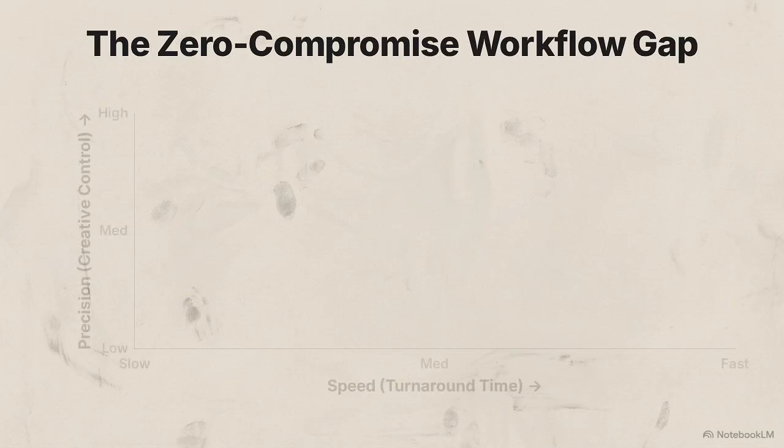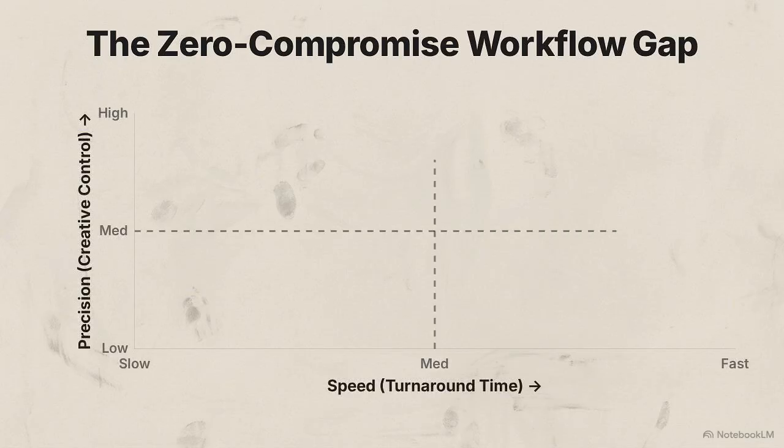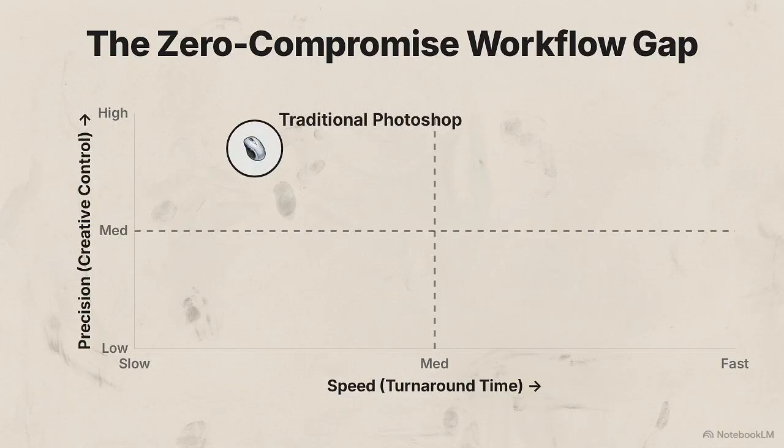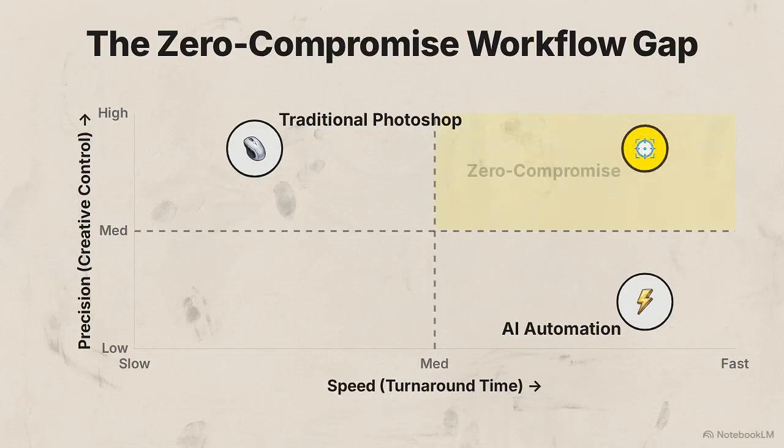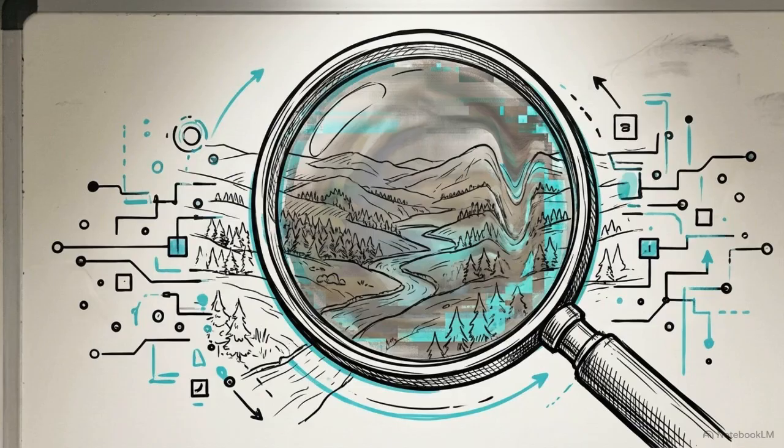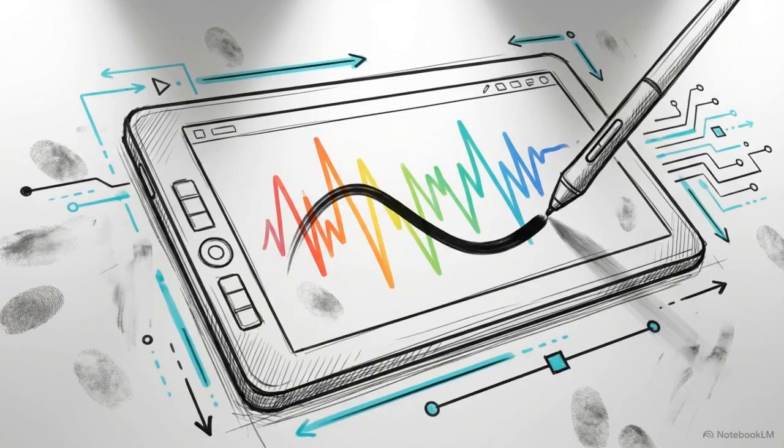We balance speed against precision. Traditional Photoshop sits here, maximum control but a massive time investment. AI tools sit here, unmatched speed but unpredictable results. We all want this empty space, flawless images instantly. But that zero-compromise workflow doesn't exist yet. To get professional results without the mind-numbing drudgery, we have to look closely at exactly where these algorithms break down, so we can build a process that actively avoids their flaws.